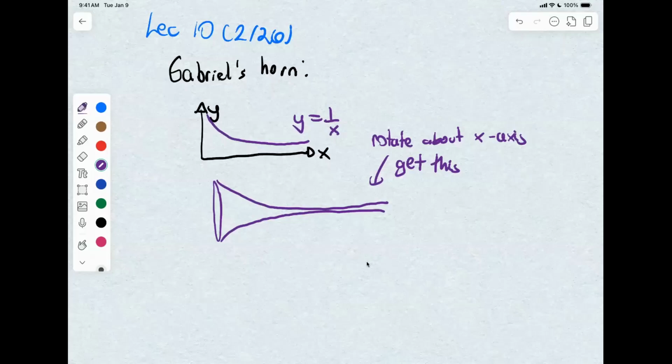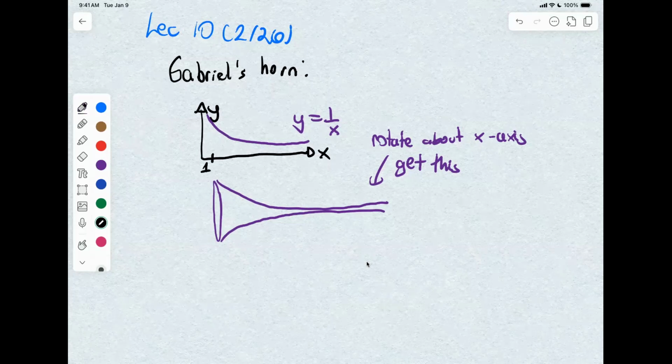So again, if you rotate 1/x about the x-axis, you get this shape, which is what's known as Gabriel's horn. Just to make our life easier, let's say that I'm just looking at the graph starting at 1. So it goes from 1 up to infinity. So it's like the never-ending graph. And what I want to do is find the volume and find the surface area.